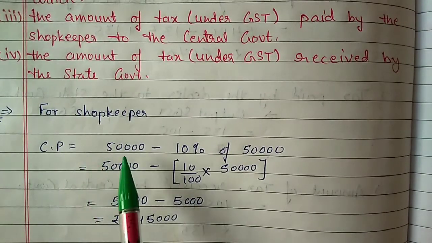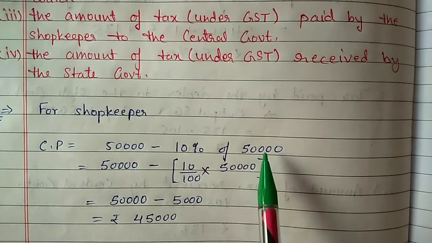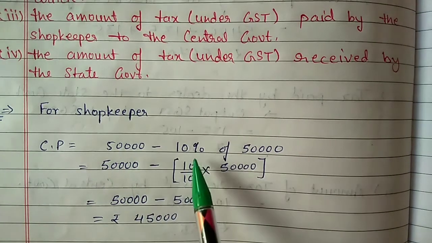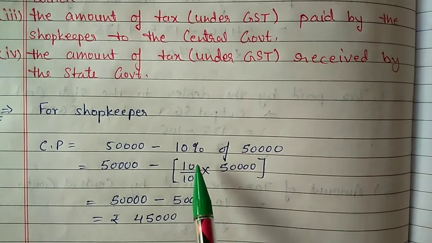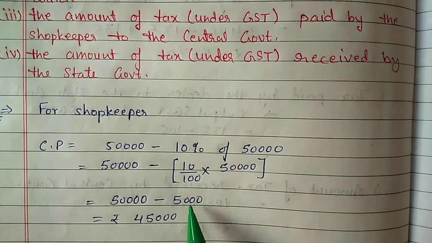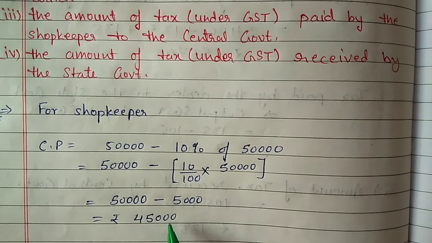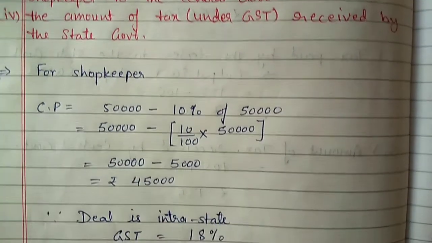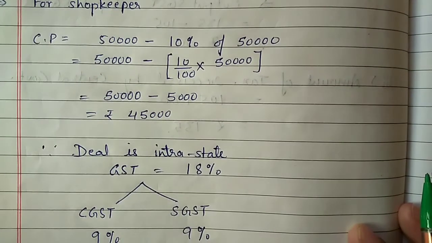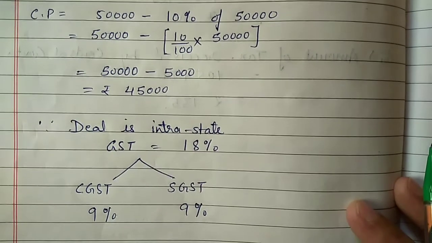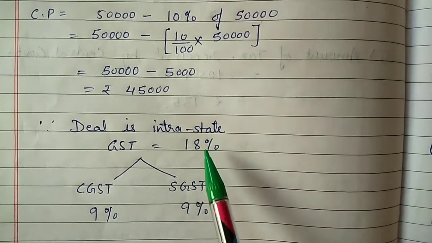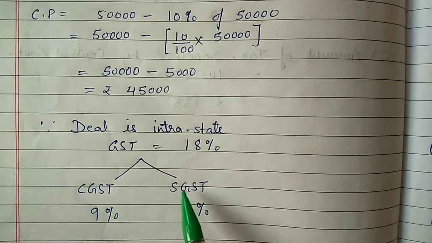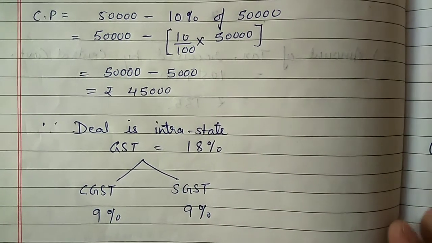The shopkeeper is purchasing this article at 10% discount. Marked price is 50,000 rupees minus 10% of 50,000. So 10% of 50,000 is 5,000. It means the cost price is 45,000 here. So the shopkeeper will pay tax on this 45,000 rupees. Because this deal is intrastate, 18% GST is split half into CGST 9% and SGST 9%.